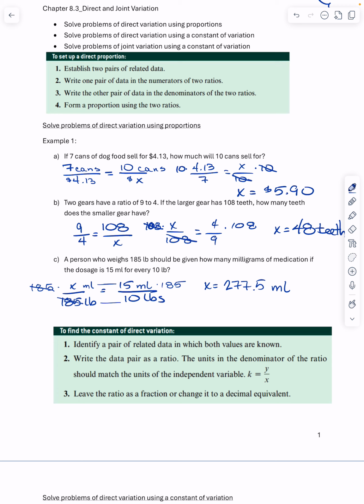So you need the corresponding ratios. We're going to set it up, making sure that like items are in the same place. Here we had cans in the top, dollars in the bottom. Here we had the larger gear in the top, smaller in the bottom. Here we had milliliters in the top and pounds in the bottom.